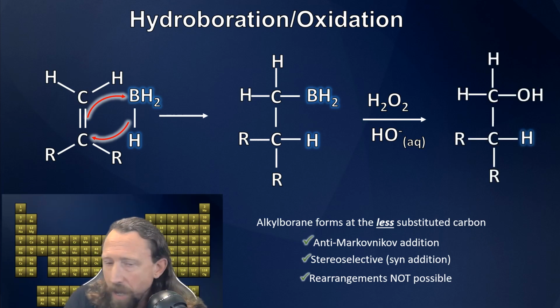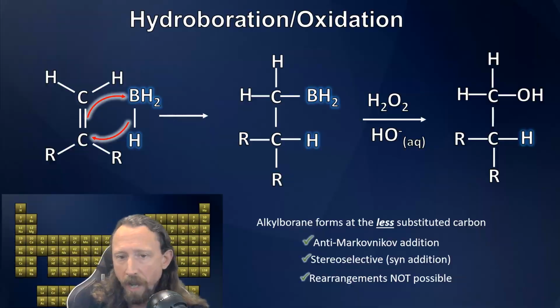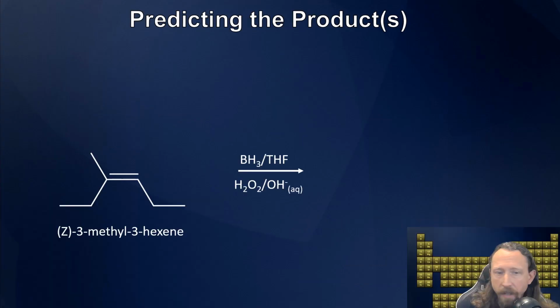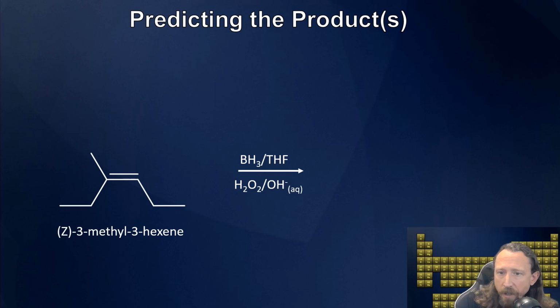Okay, so now we understand the mechanism a little bit better. Let's think about how we can use our knowledge of the mechanism to predict the products of this reaction in a starting material that has EZ isomerism, something like this 3-methyl-3-hexene that I've got here. The way that I go about determining which of the potential stereoisomers will form in a hydroboration and oxidation reaction is this. I take that alkene and I turn it on its side, like so. Just a 90-degree turn on its side.